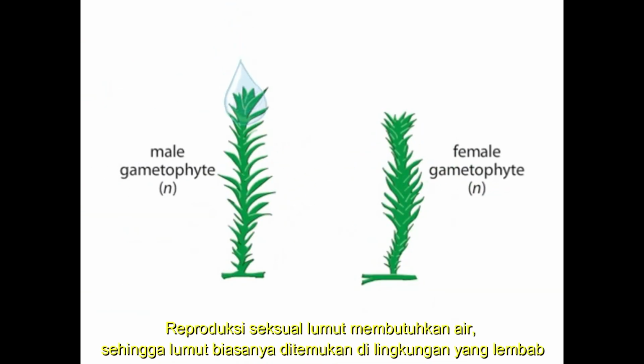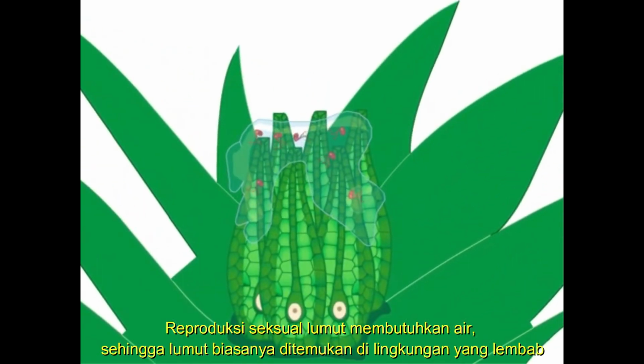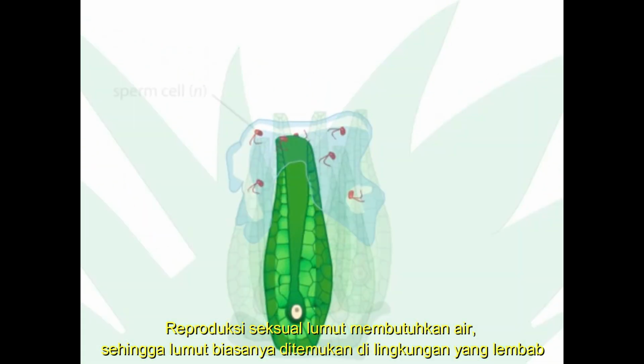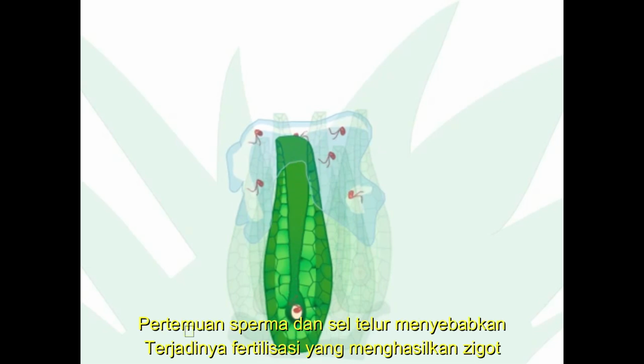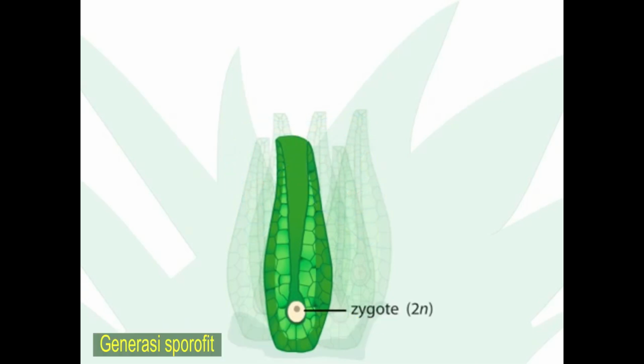The sexual reproduction of a moss requires water, which is one reason mosses are typically found in moist environments. Sperm cells require water for transport to egg cells. Once in the vicinity of an egg, a sperm cell swims to the egg and fertilizes the egg by fusing with it. The fusion produces a diploid zygote, the first cell of the next generation, called the sporophyte generation.